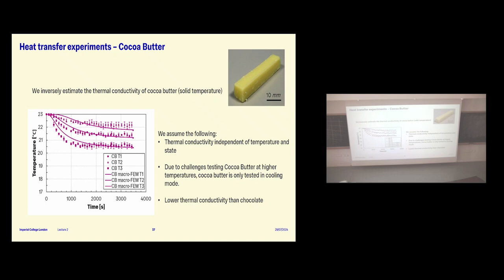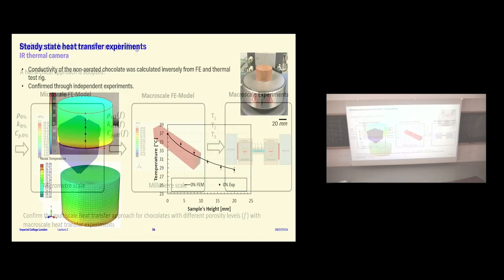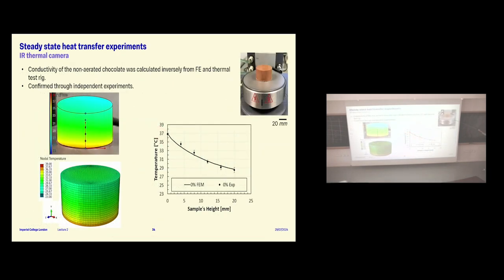We wanted to make sure that these inverse calculations were correct for the thermal conductivity. So another thing that we did was to put a piece of chocolate on the Peltier plate. And then as this rises, we get a thermal camera. We can measure the temperatures here. And then we can check whether our models using those inversely calculated conductivities matched the experiment, and they did for both the chocolate and the cocoa butter, so that was okay.